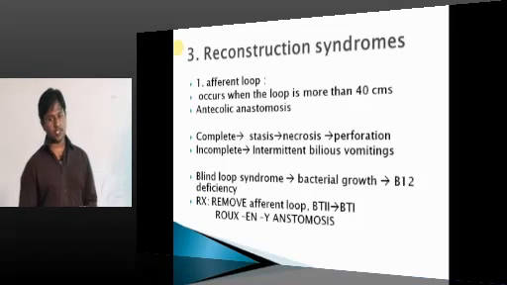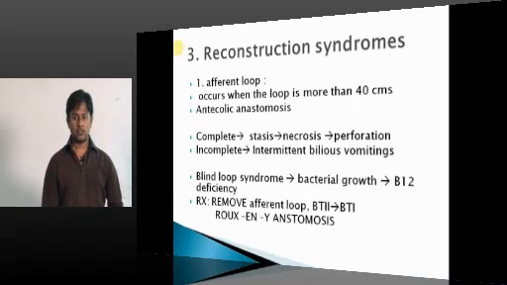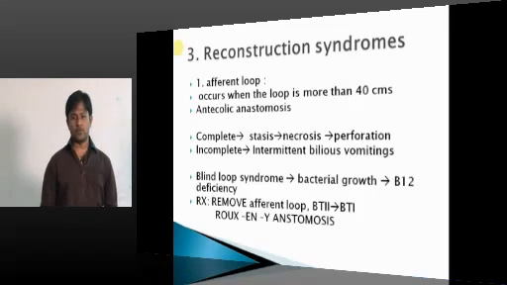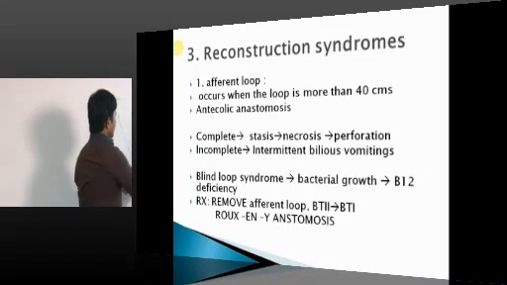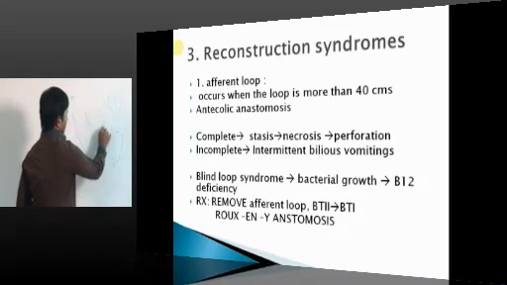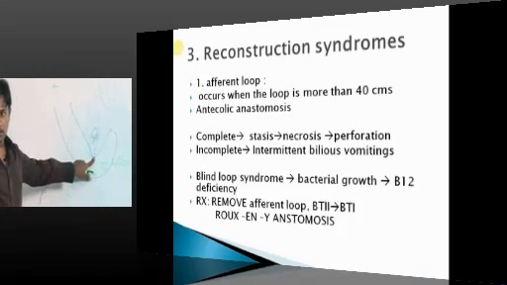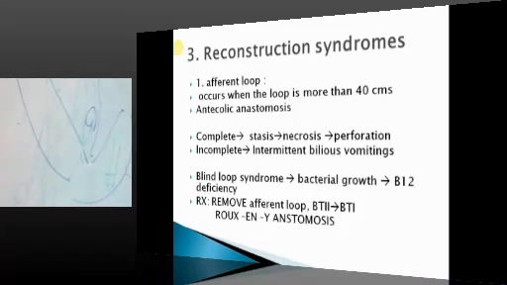The third is the reconstruction syndromes, the problems with your reconstructions. Okay, so afferent loop syndrome and efferent loop syndrome. Very easy. Again, afferent loop syndrome. You have an afferent loop. This afferent loop will be going at the junction. Okay, this is the gastrojejunostomy. The afferent loop will be going into the stomach, efferent loop will be coming out.